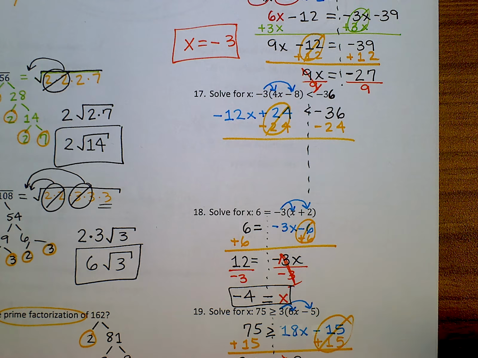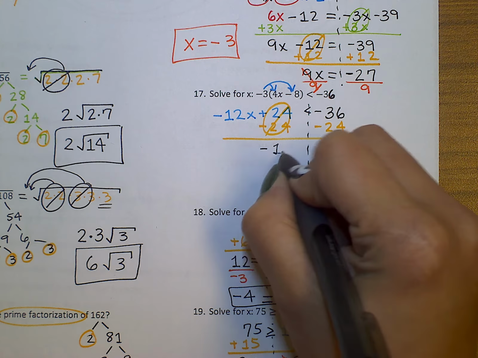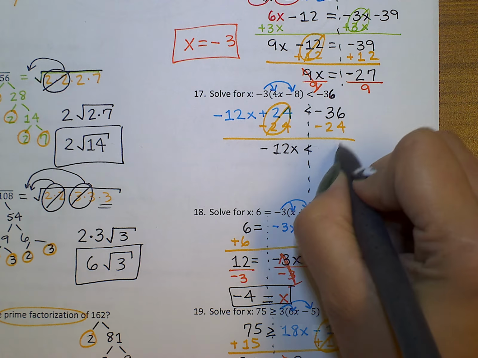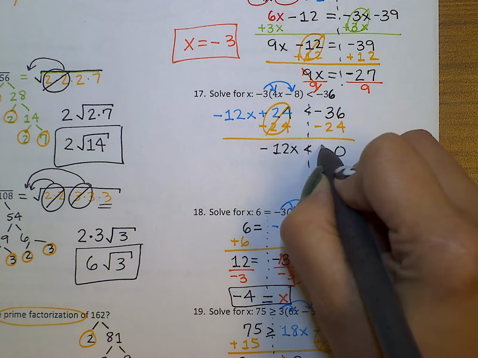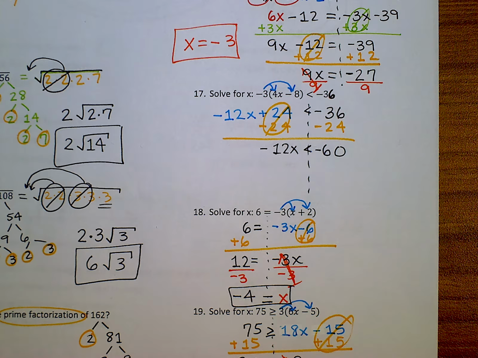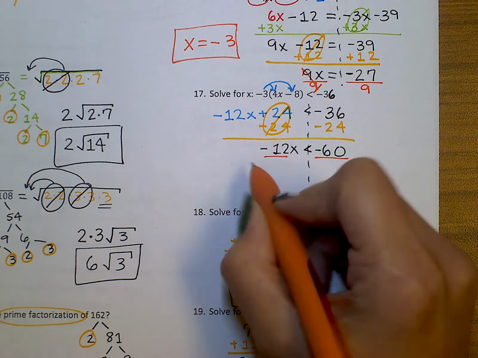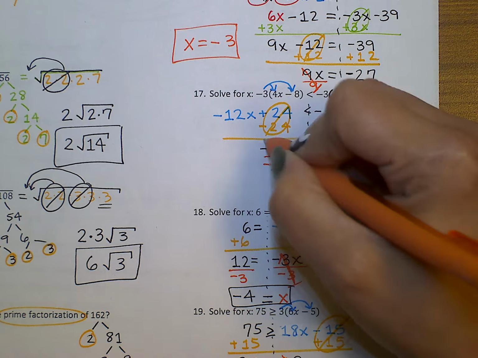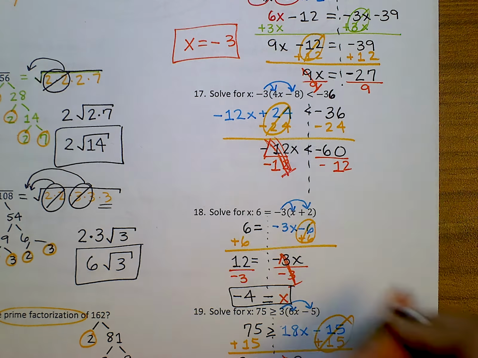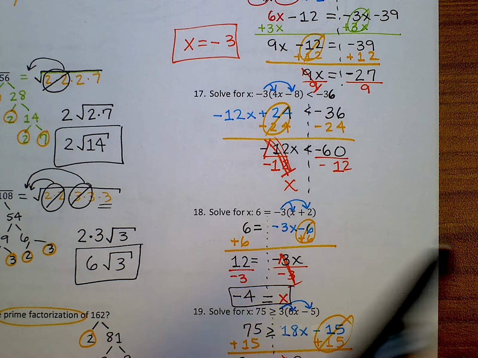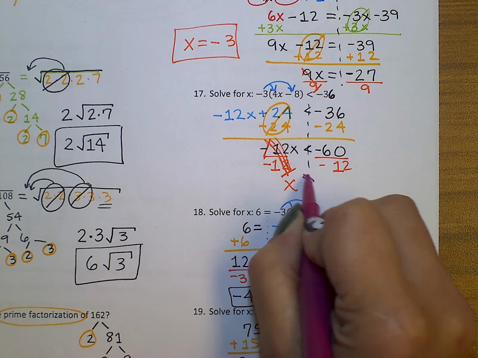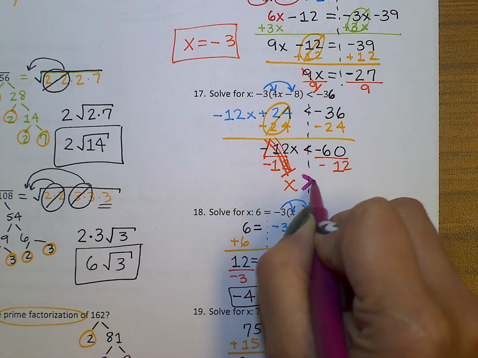This eliminates, leaving me with negative 12x is less than, that should be a 0, so that's negative 60. Great. So last step, let's divide by a negative 12 on both sides. This is going to reduce to 1, leaving me with x. Since I divided by a negative, that means my sign flips.